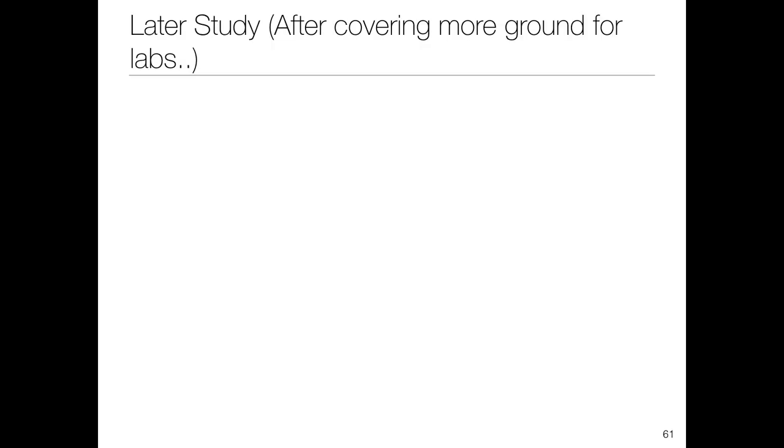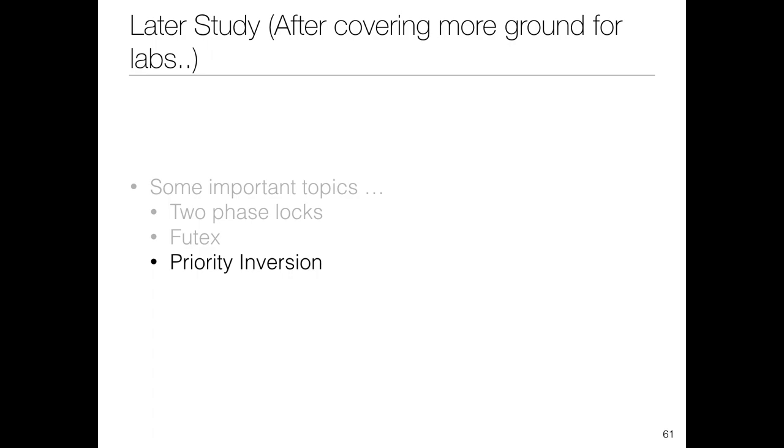Okay, so there are some other concepts left in this chapter which we'll hopefully study after some time in case we have the time. Topics like two-phase locks. So even if we don't study them in the OS course, we'll definitely study these in the database course, if you have a decent database course. But they're very fundamental in databases. Futex, which is used in Linux, and priority inversion in Vulcan.